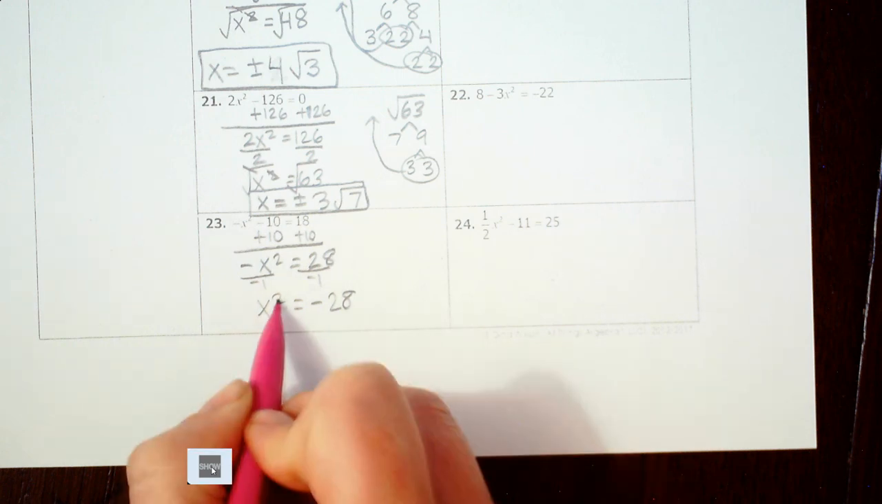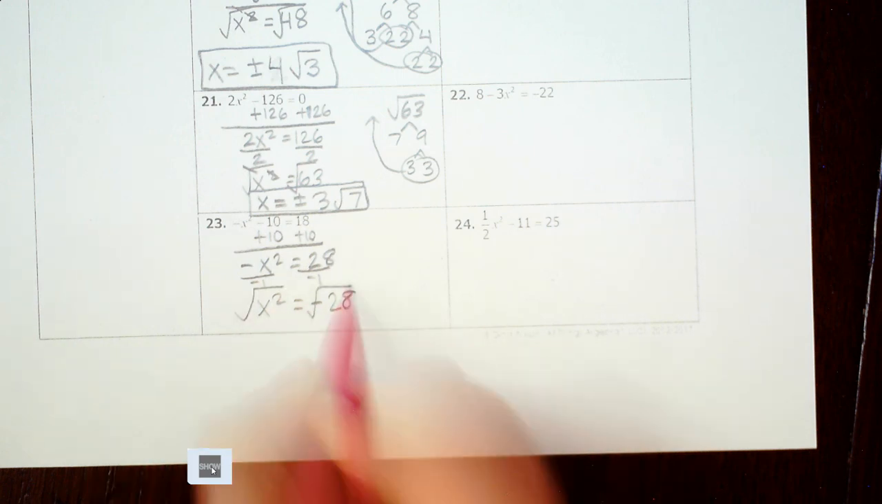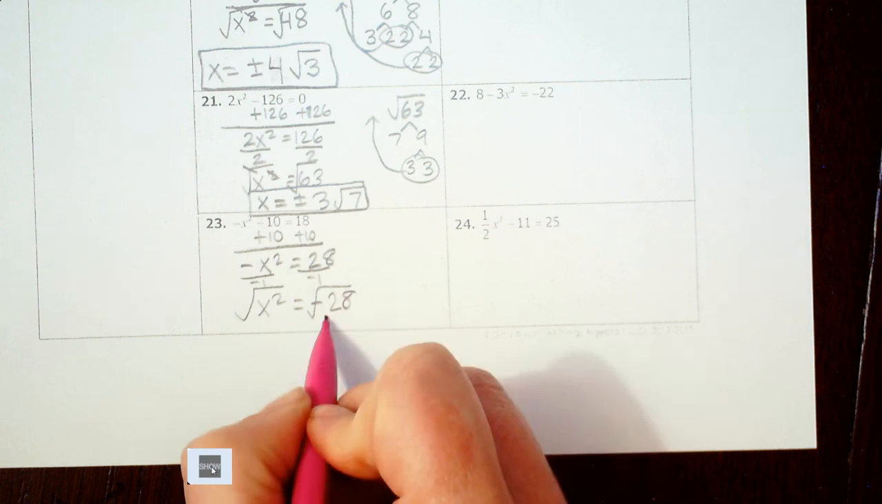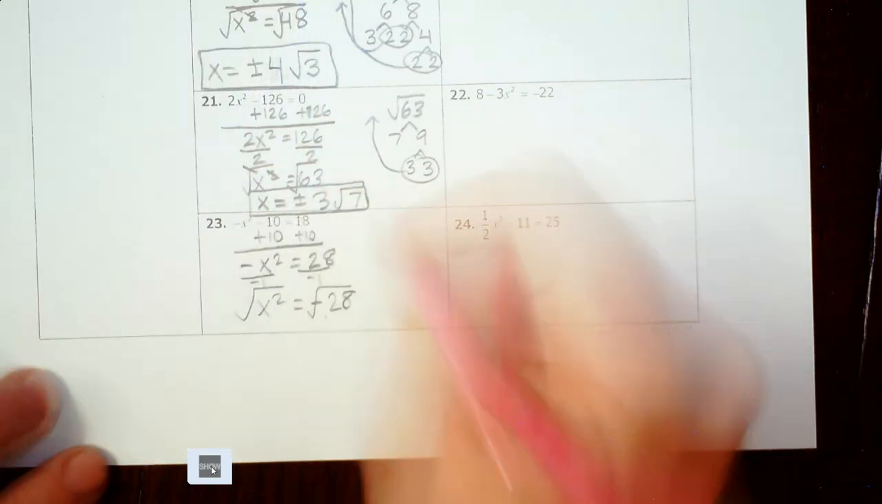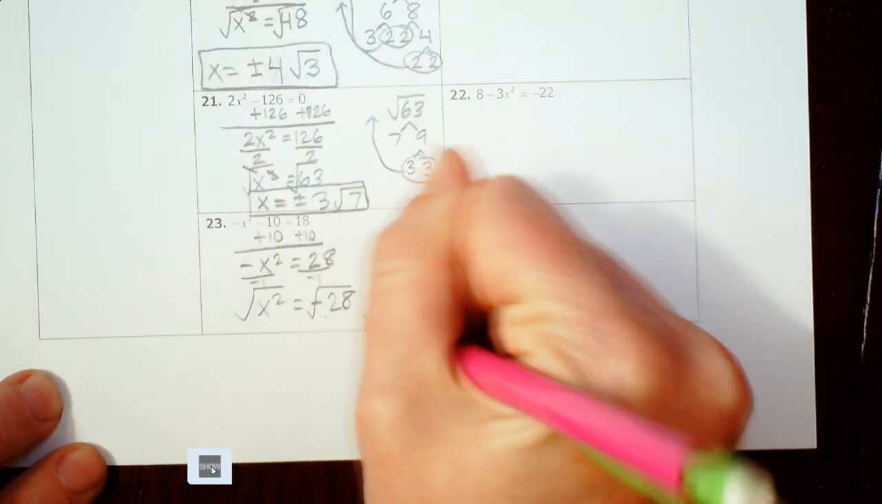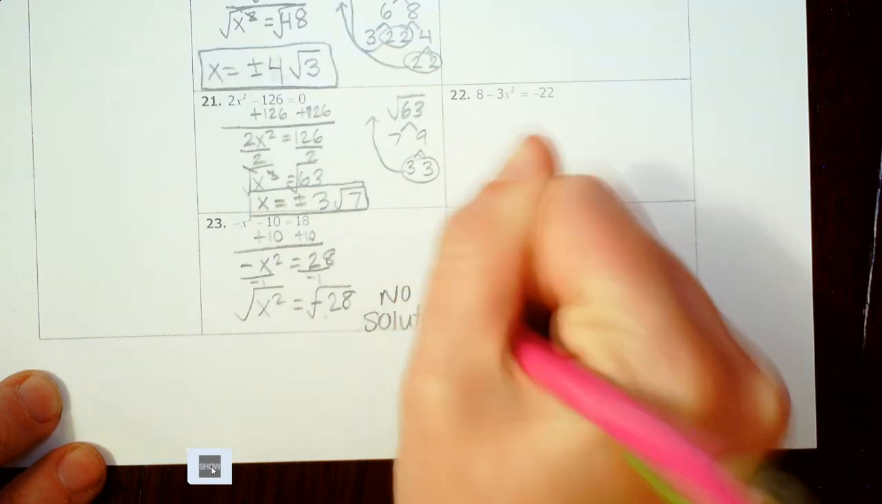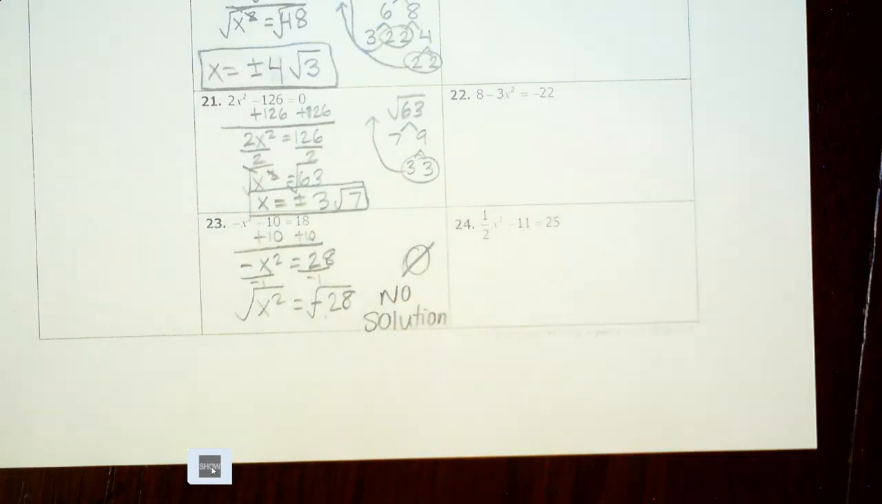To get rid of the square, take the square root. Now we have a square root of a negative number, so that should jump out at you. No x needed. You can just say no solution. All right, you should be able to finish all the rest of the problems on your own.